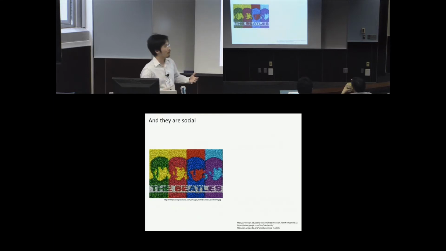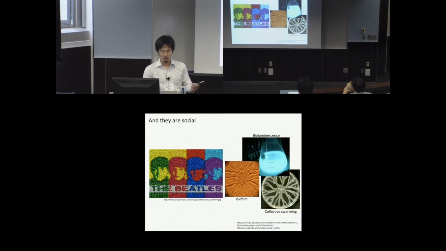They actually are very, very social. They engage in different social behaviors. Of course, they don't form Beatles patterns, but they perform different population-level behaviors. As we already heard this morning, they sense their density through quorum sensing and decide when to act at the population level. They also form biofilm, which we're going to hear about after my talk, and they also do collective swarming.